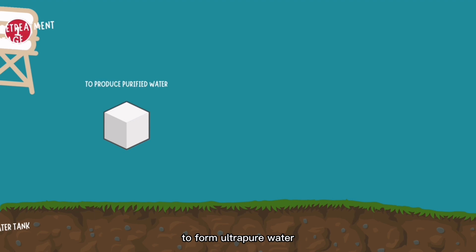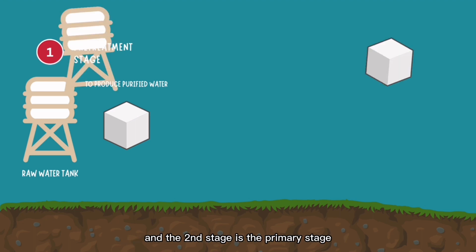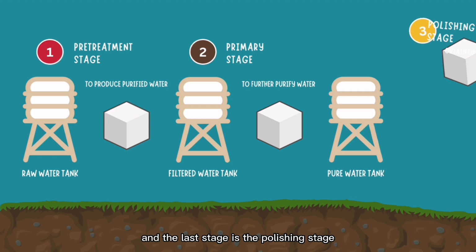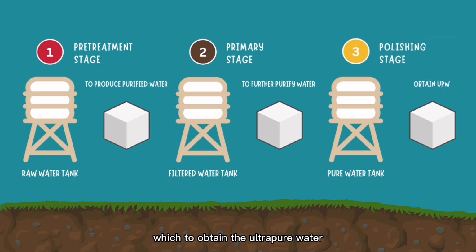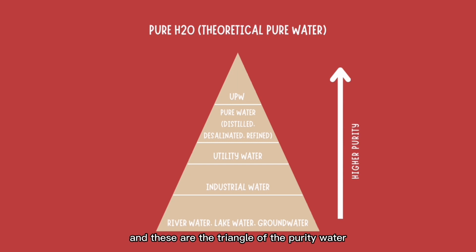To form ultra pure water, firstly is the pre-treatment stage. The pre-treatment stage is to produce purified water, and the second stage is the primary stage to further purify water, and the last stage is the polishing stage, which is to obtain the ultra pure water. And these are the triangle of the purity water.